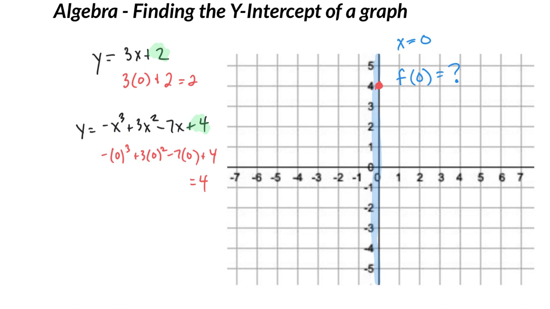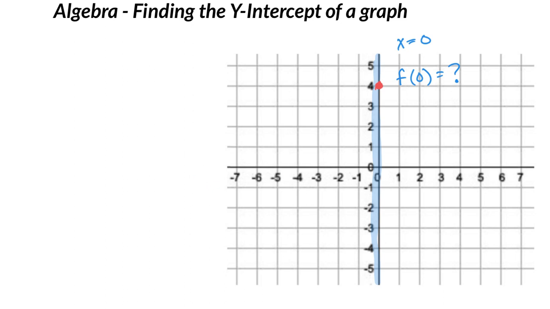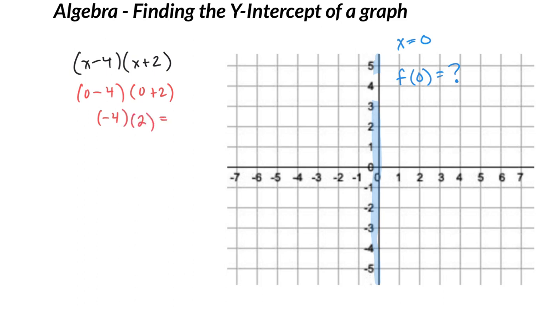But this idea works great when we have things that aren't written in standard form as well, when they're written in factored form. So, for example, something like this. We could say x minus 4 and x plus 2, like that. You'd say, well, if I plugged 0 in, 0 minus 4, 0 plus 2, well, 0 minus 4 is negative 4, and 0 plus 2 is 2. So the y-intercept is negative 8.